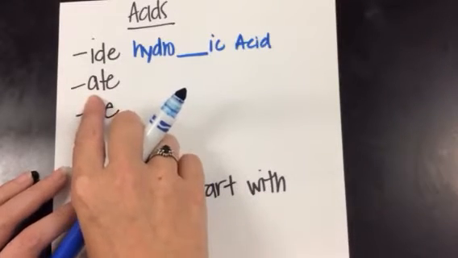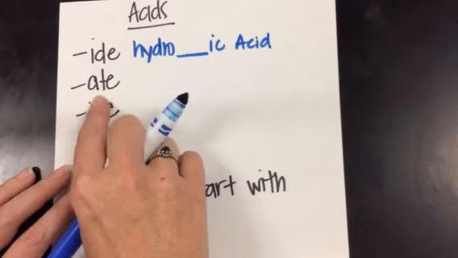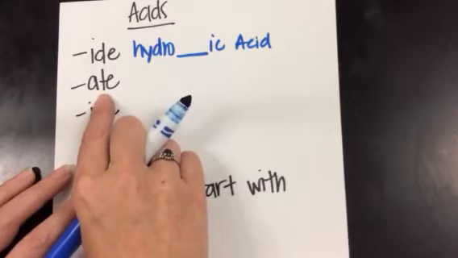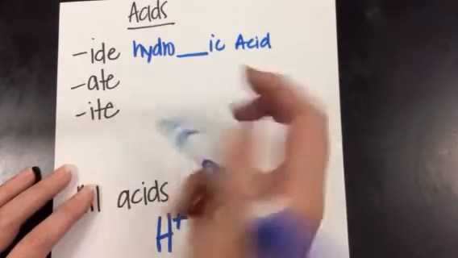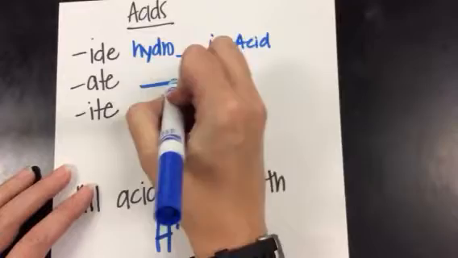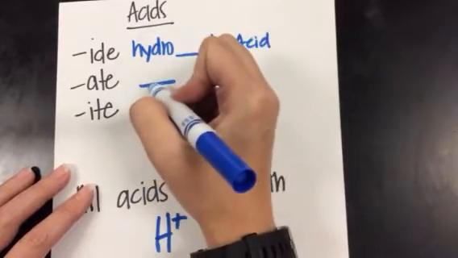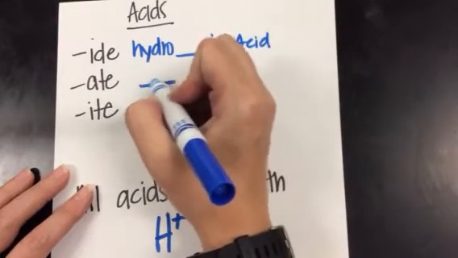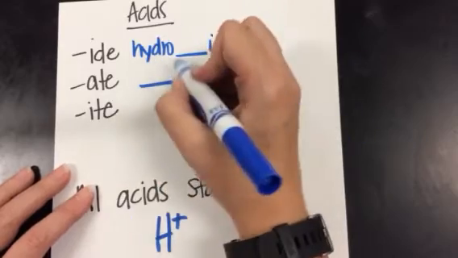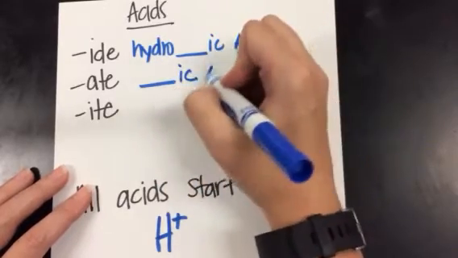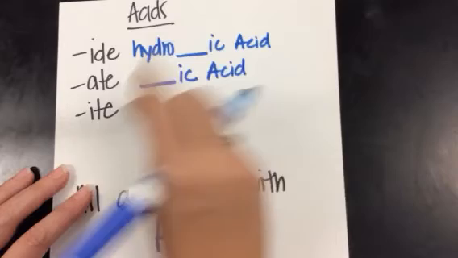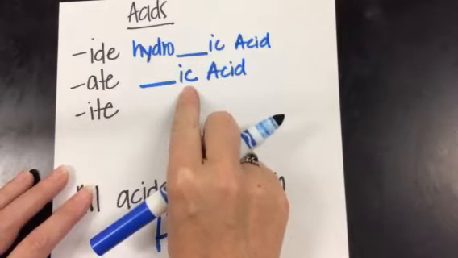Now if you have a polyatomic ion that ends in ate, those are the only ones that end in ate, these do not get hydro. All that you're going to do is you take away the ate. So if you have something like sulfate, you would just put that right there. But instead of ate, you're going to write down ic and then acid. So take away the ate and put in ic.